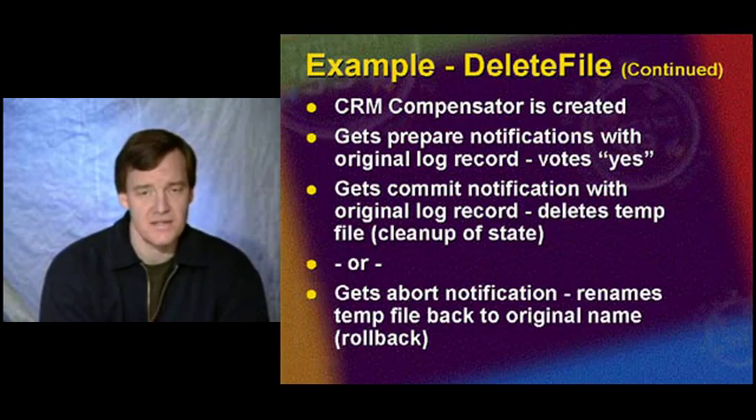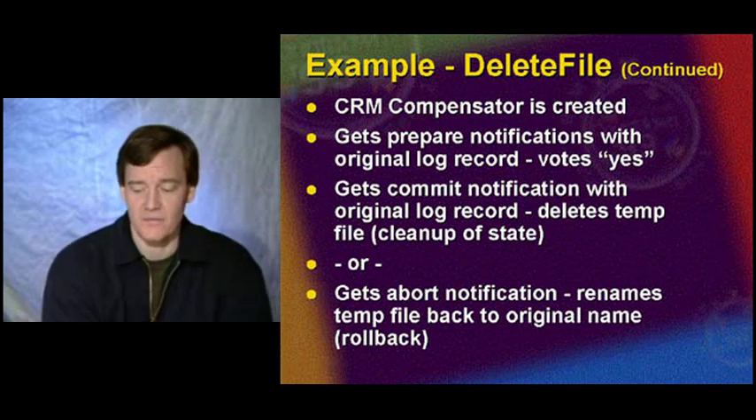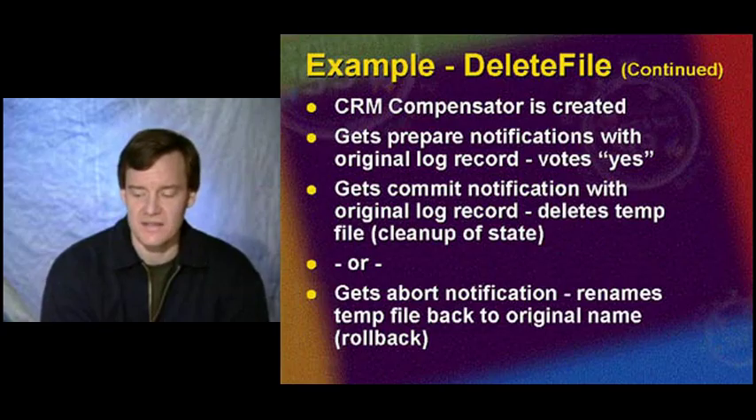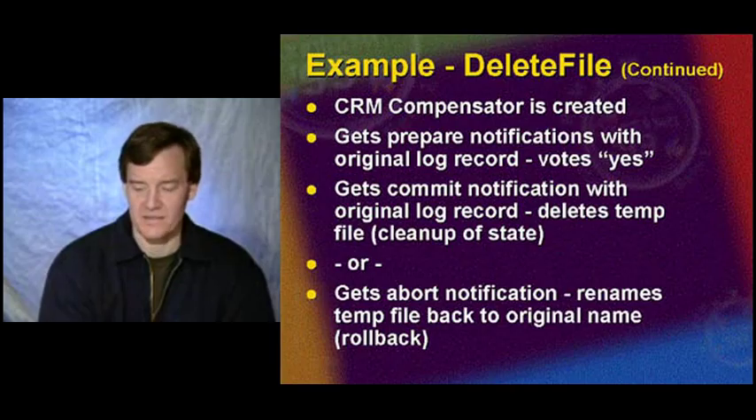Now, if the transaction commits, the CRM compensator will then get the commit notification with the original log record, which contains the temp file name. So it knows that it needs to delete the temp file at this point. That's the cleanup of state that I was talking about before. If the transaction aborts, the compensator gets the abort notification, and it renames the temp file back to the original name, and that's the rollback action. So we're back to where we started.